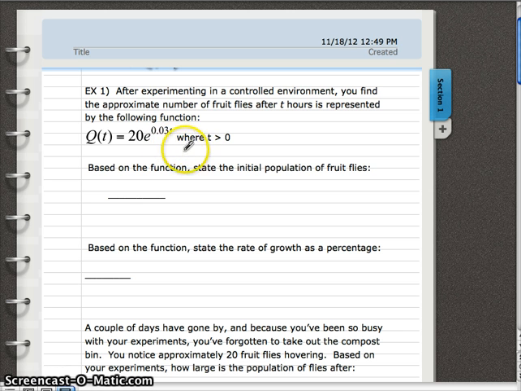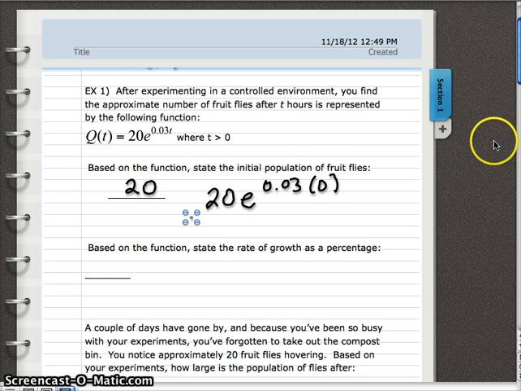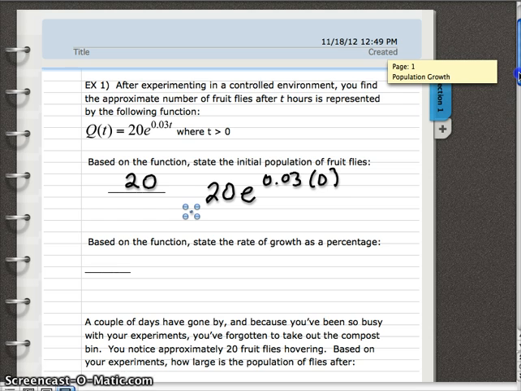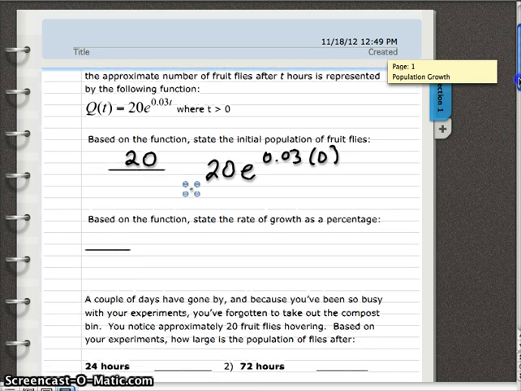So if no time has passed, we're going to insert a 0 in there, and that's going to give us our initial population, what we start with at the very beginning before the clock starts. So if I substitute 0 for t in this formula, well then the exponent becomes a 0, and e to the 0 power is 1, anything to the 0 power is 1, and then 20 times 1 is just 20. So mathematically that's how we can show that our initial population was just 20. We just started with 20 fruit flies. And now the clock has started.